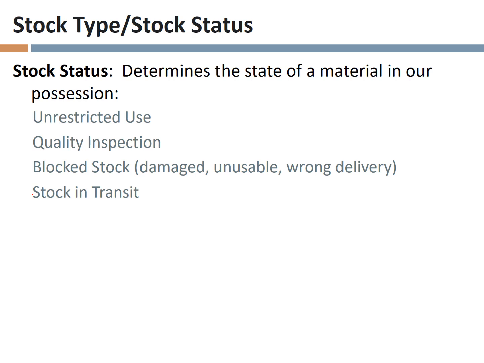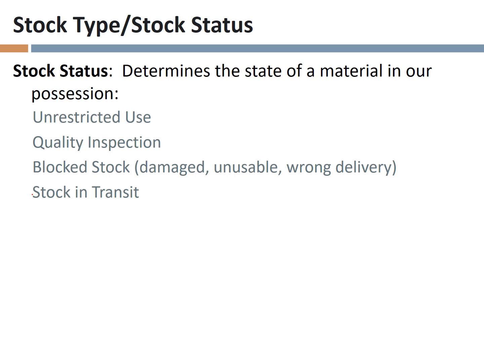Some examples of stock status, but this is not an exhaustive list, would be an item is unrestricted use. Unrestricted use means pretty much just what it says. If you want it to sell to a customer, or if you need it for use in the manufacturing process, have at it. It's available for use, there's no restrictions.